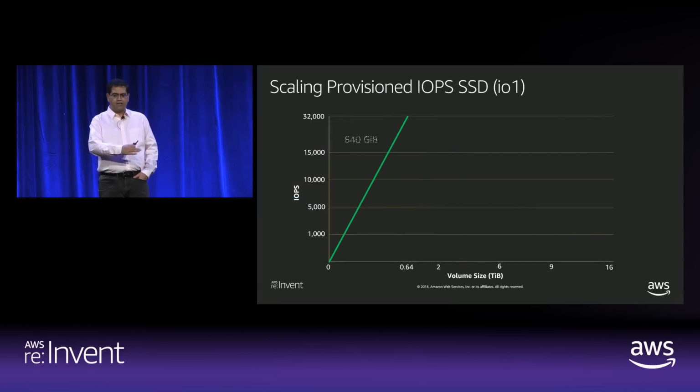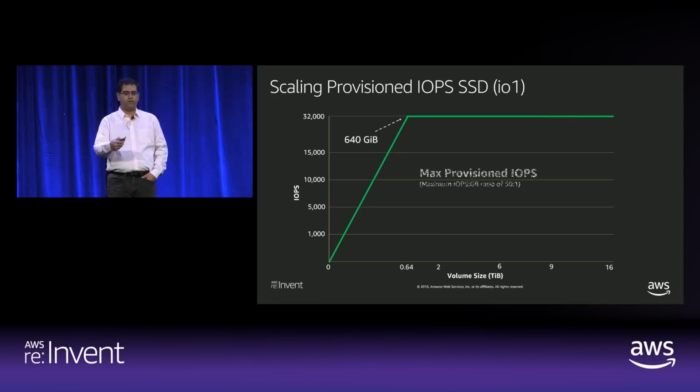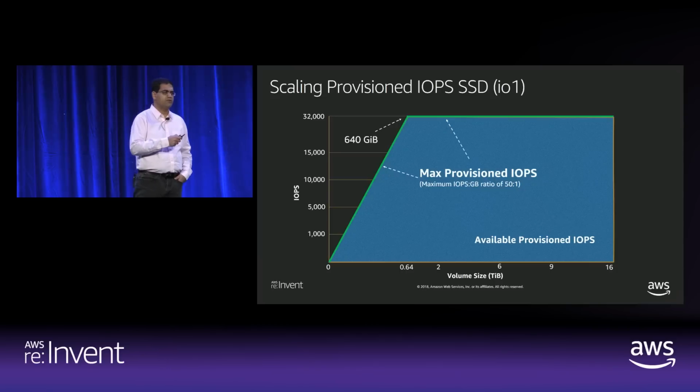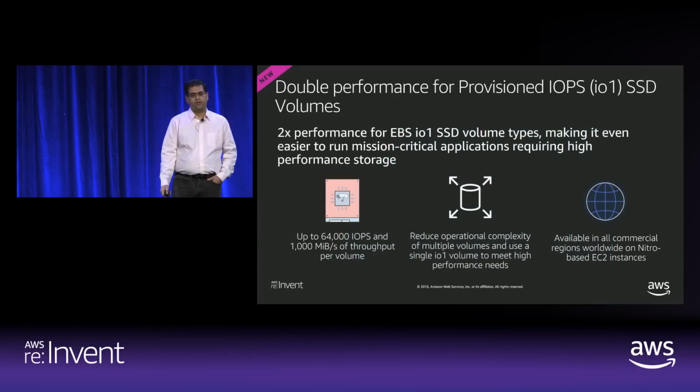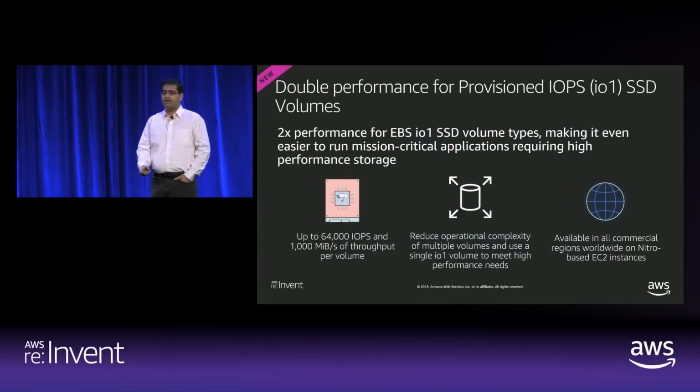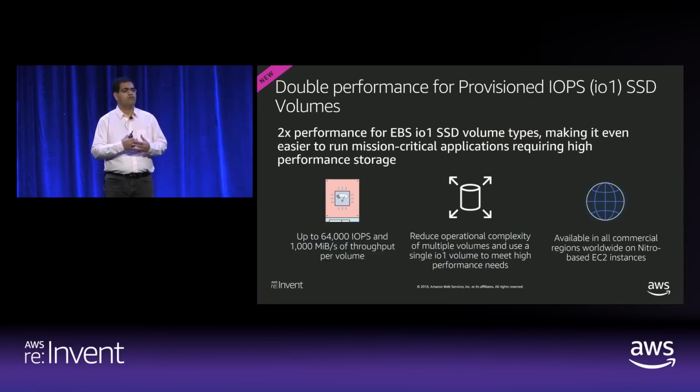The way it used to scale was really a 50-to-1 IOPS to GB ratio, so that a volume of 640 gig could get up to the full max of 32,000 IOPS. The nice thing is, on Monday, what we launched was a doubling of that maximum, right? So now you can go from 32,000 IOPS up to 64,000 IOPS and up to 1,000 megabytes per second in throughput.